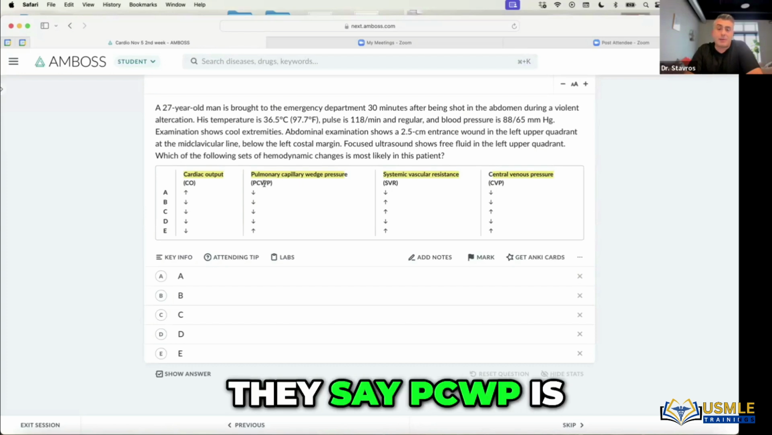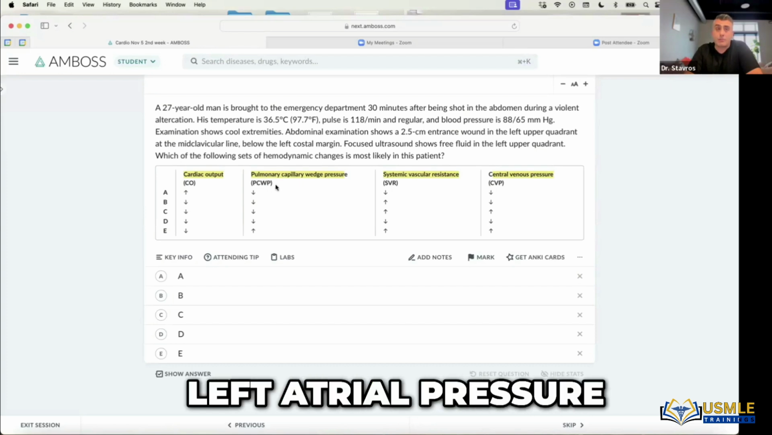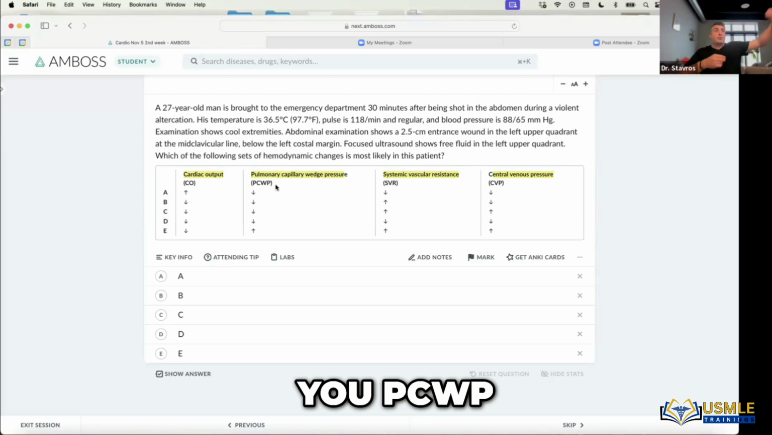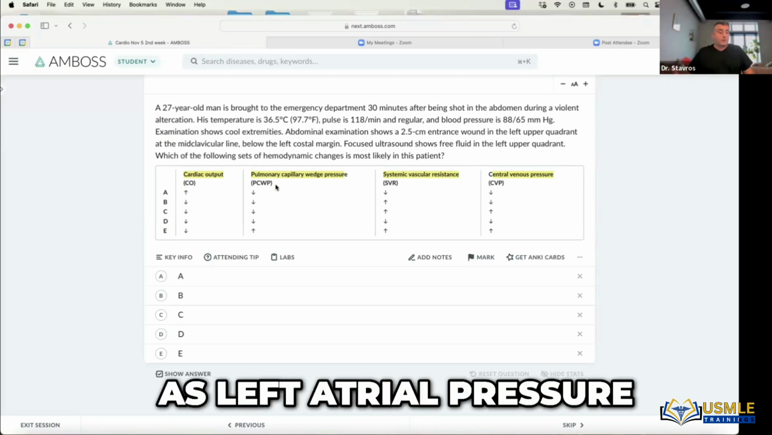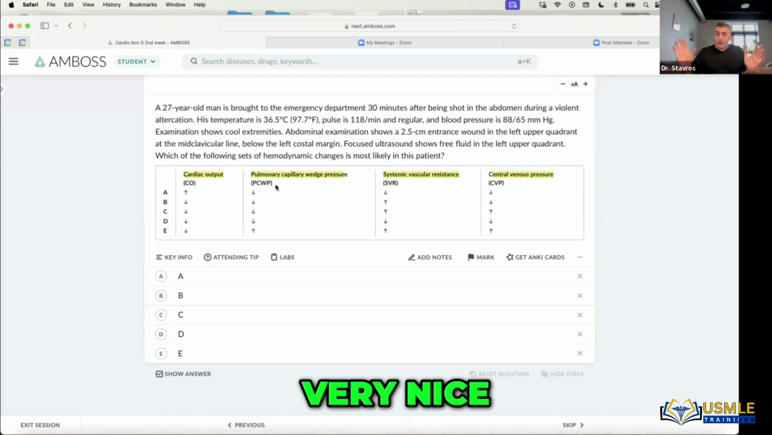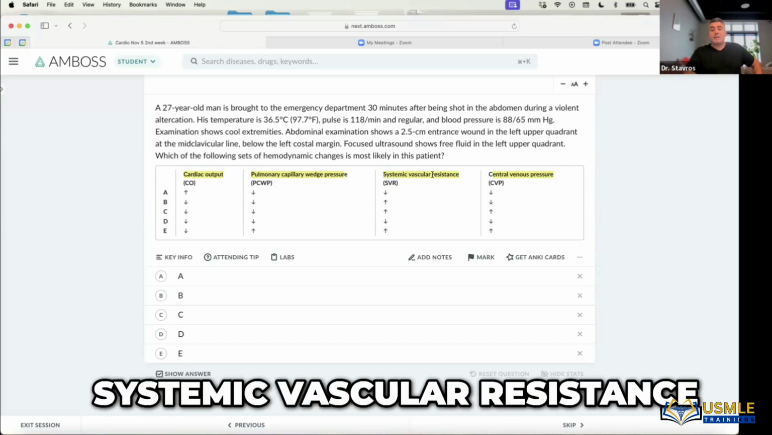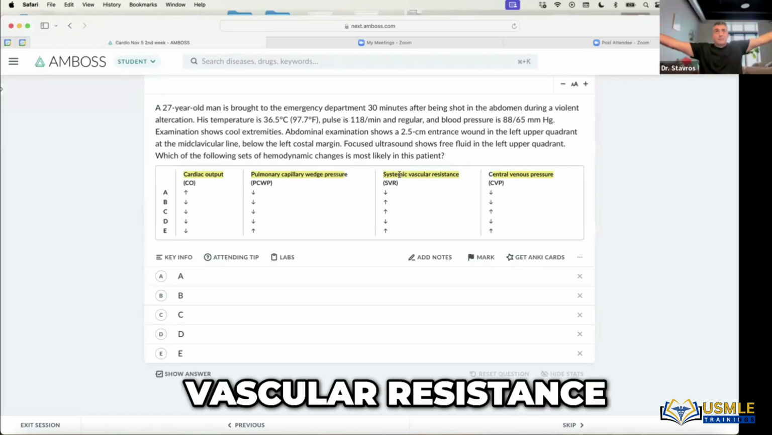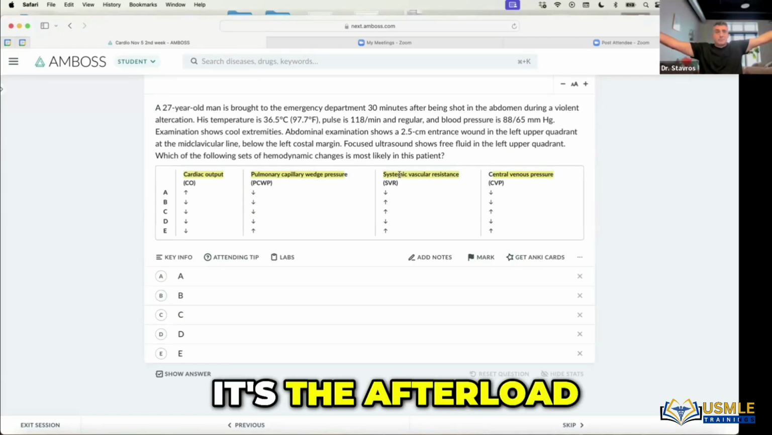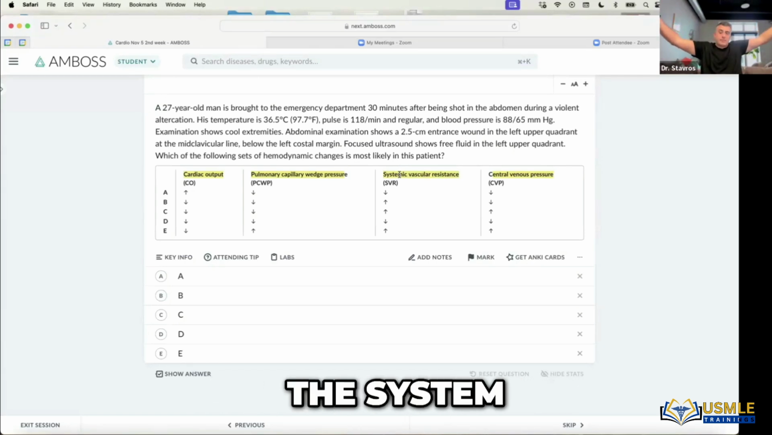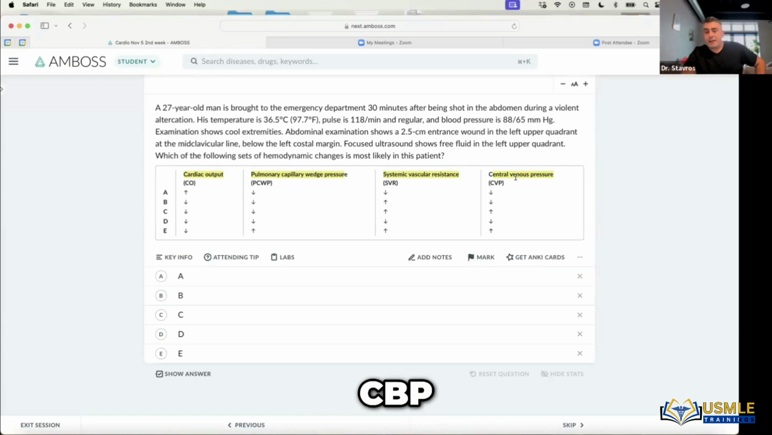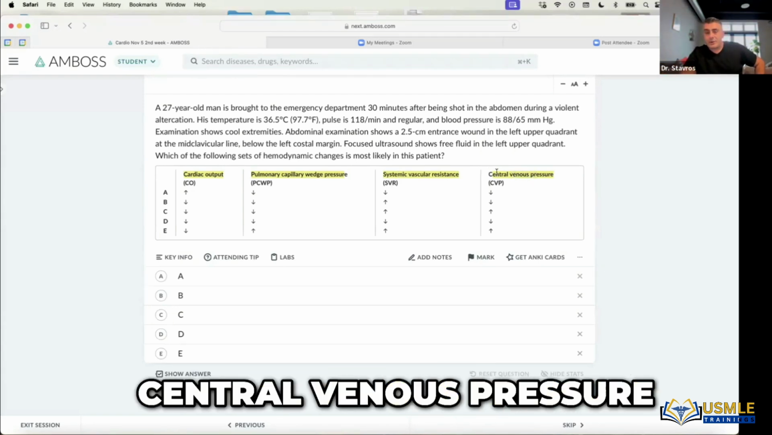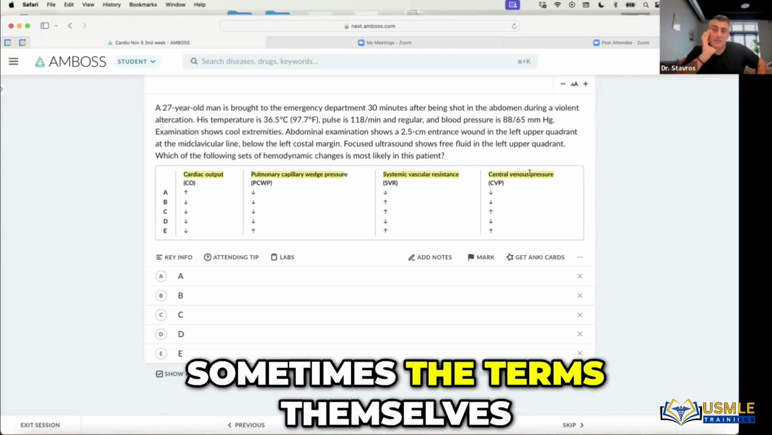So, doctor, people coming in for boards, beautiful. They say PCWP is left atrial pressure. So if I give you PCWP, it's the same thing as left atrial pressure. That's it. Done. Very nice, right? You need to know these terms. Also, systemic vascular resistance. It's the afterload. Well, it's systemic, right? CVP, the venous pressure, central venous pressure. Heads up, sometimes the terms themselves give it away.